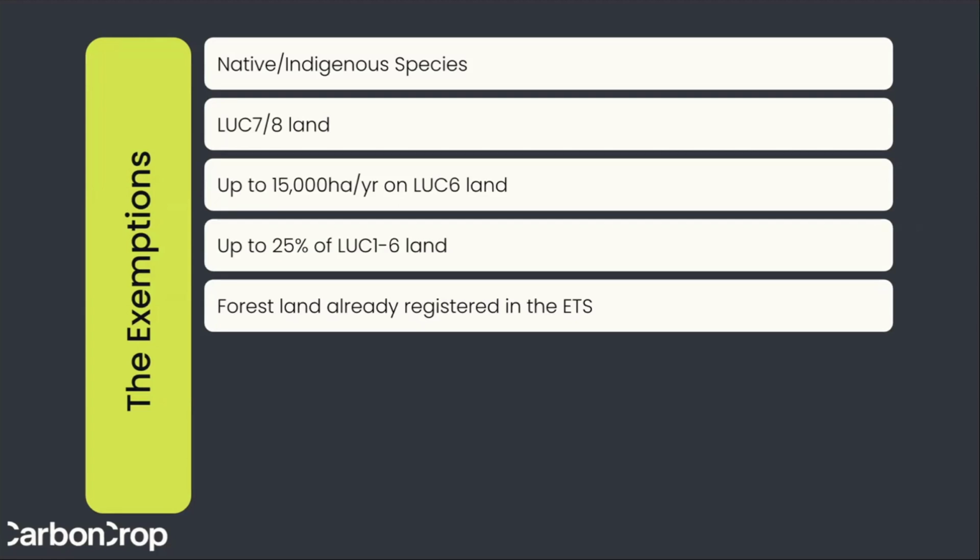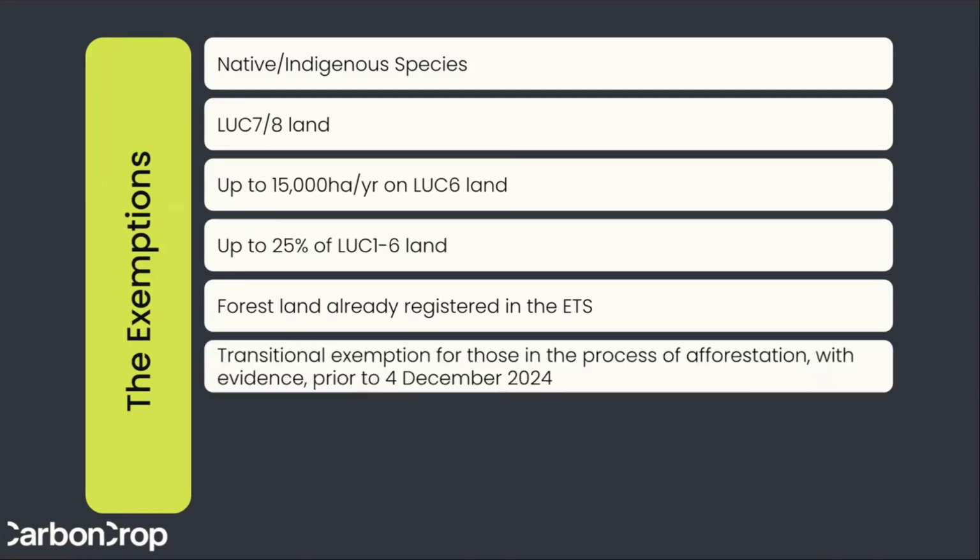And it'll be interesting to see how this is applied with regard to post-October 2025 registrations that then may later be subject to some change of exemption status. A key one, which there have been a lot of questions around, is the transitional exemption for those in the process of afforestation with evidence prior to 4th of December 2024.